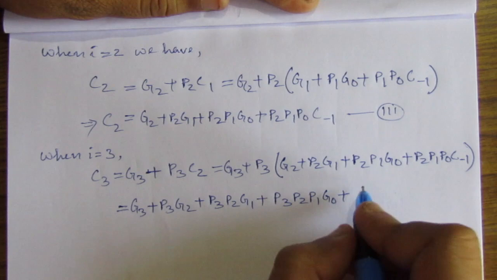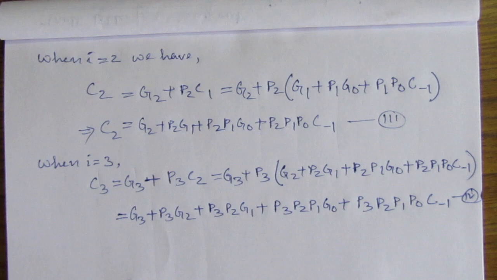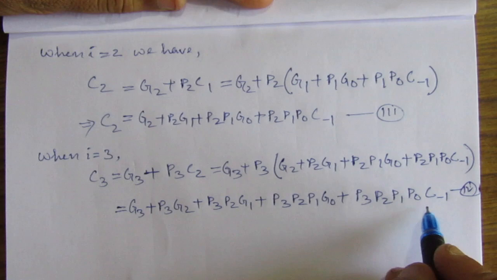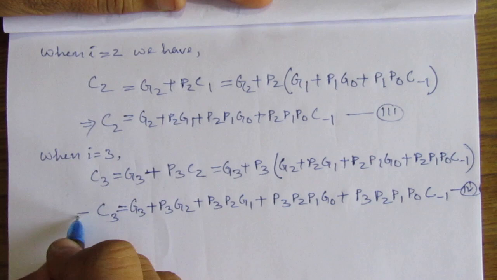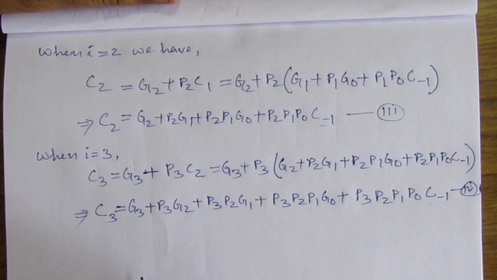From the four equations 1, 2, 3, and 4, we can see that the carry terms are independent of the previous carry, that means they are now dependent on the first carry input C minus 1. In each term you can see we have C minus 1. We'll make the CLA generator diagram.